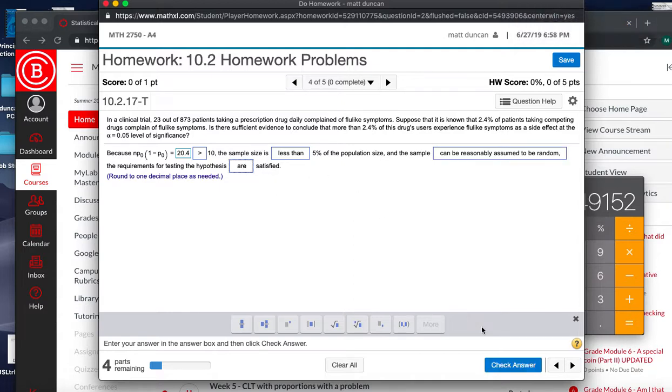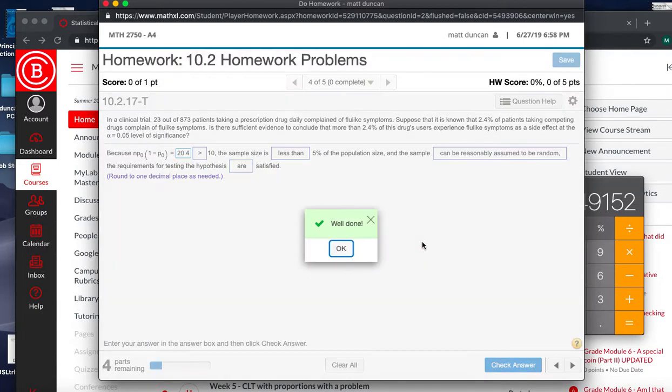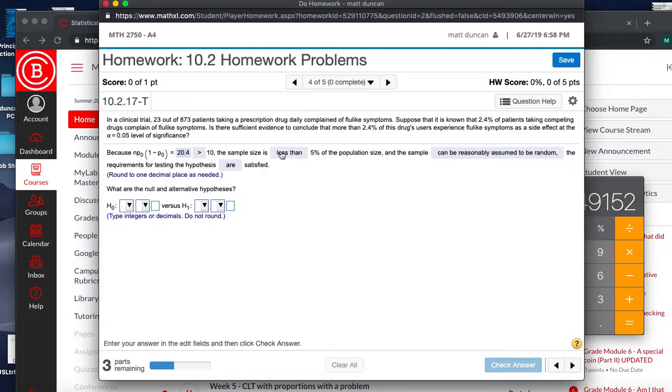All of those are going to have to be satisfied, or you're not going to be able to do the problem. So it's really going to be about what is n times p naught times 1 minus p naught, what is that value? But everything else has to be satisfied or you can't proceed. You're always going to have a value here that's bigger than 10. The sample size is going to have to be less than 5% of the population size. It's either going to say it's random or you're going to have to assume that it is, and therefore say that it's satisfied.